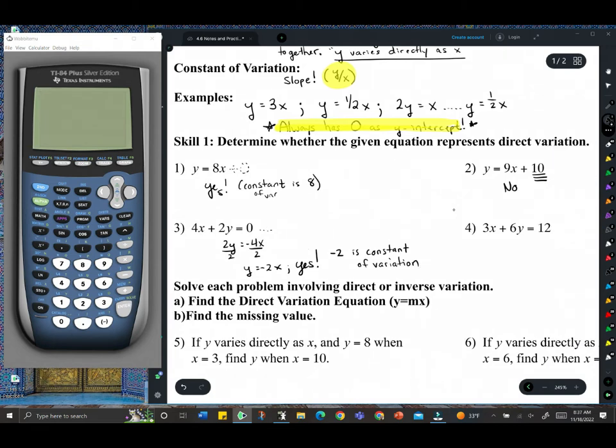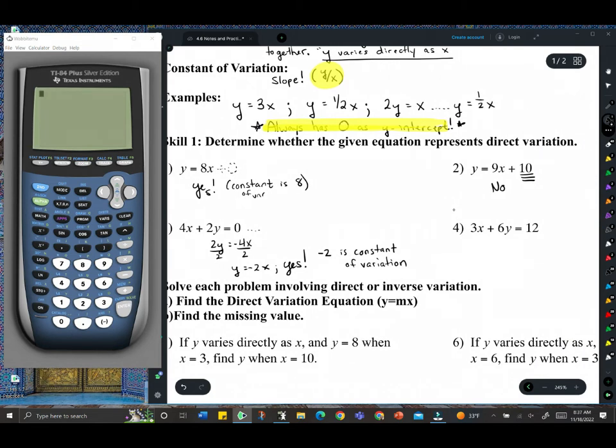And looking at number 4 here. Again, solve for y. So subtract the 3x. 6y is equal to negative 3x plus 12. And if you were to divide everything by 6, you'd have y equals negative 1/2 x plus 2. And as soon as you see that y-intercept, it is not direct variation. Okay? So that part's pretty easy.